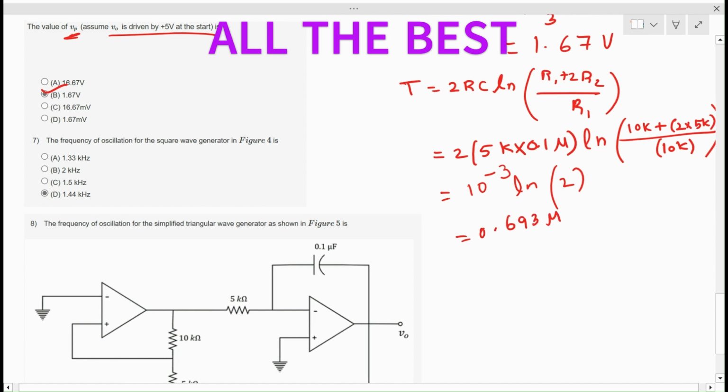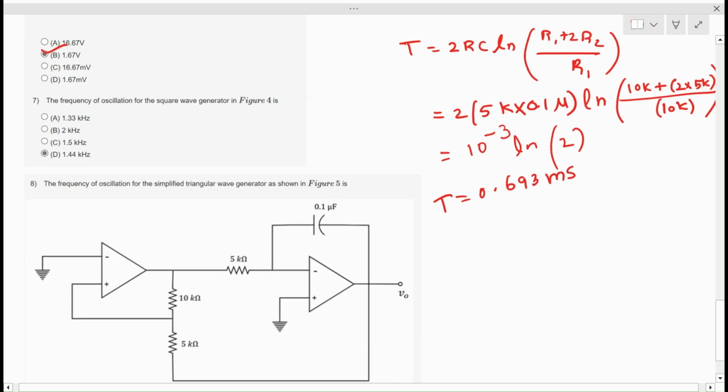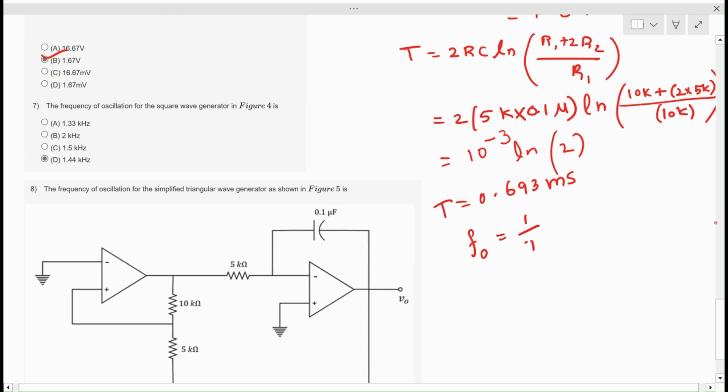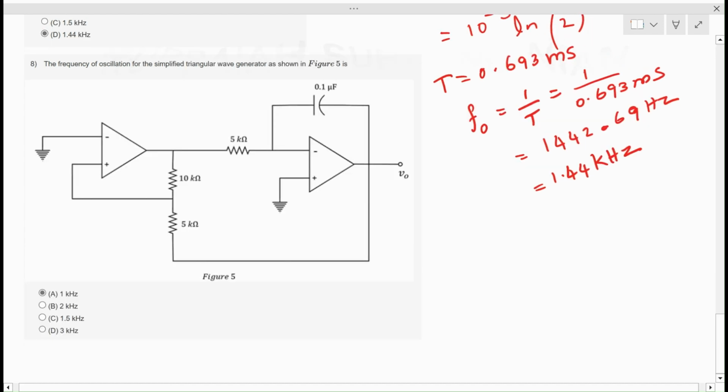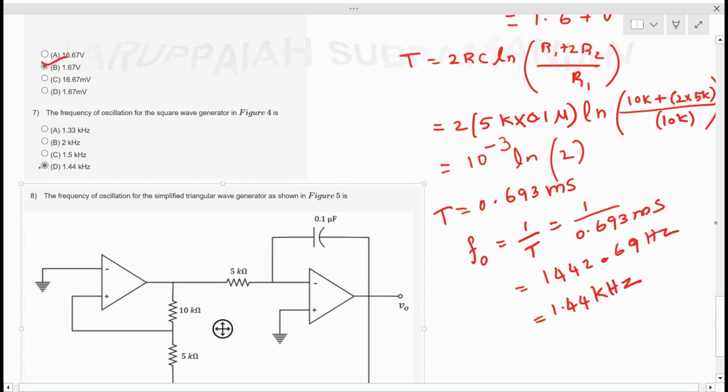0.693 millisecond. Use the calculator in the appropriate mode. And f0 equal to 1 by T, that is equal to 1 divided by 0.693 millisecond, that is equal to 1442.69 hertz. That is nothing but 1.44 kilohertz. So the answer is option D.